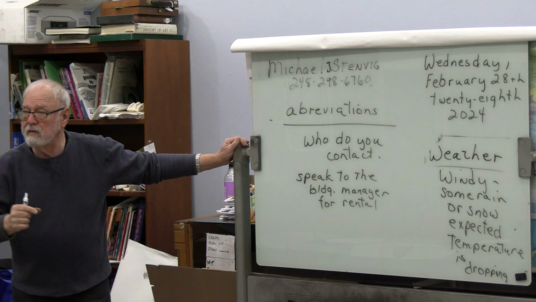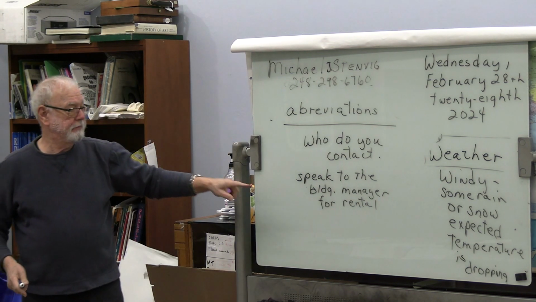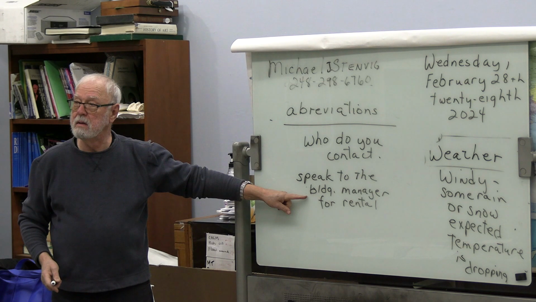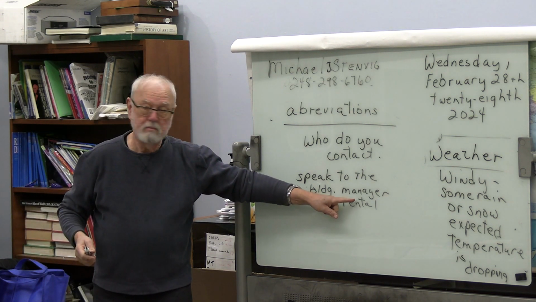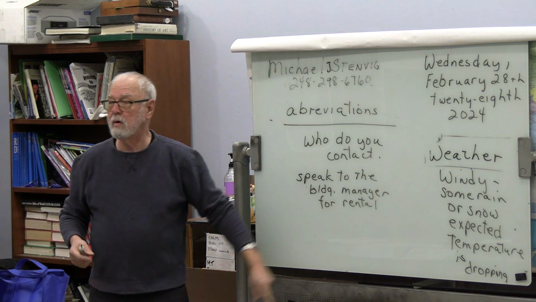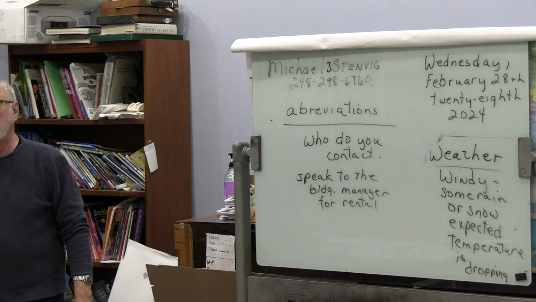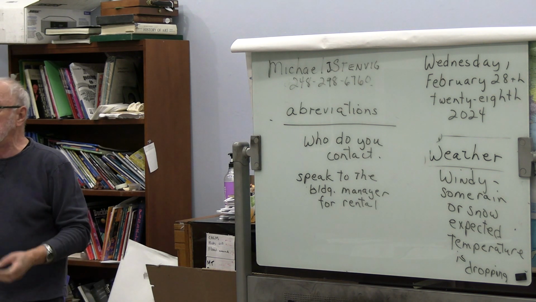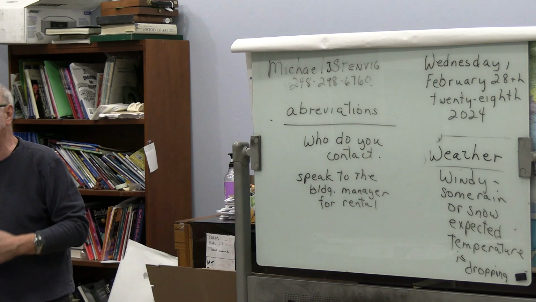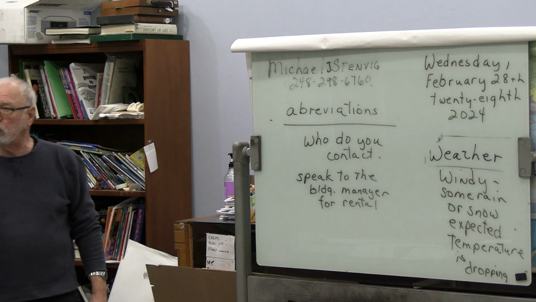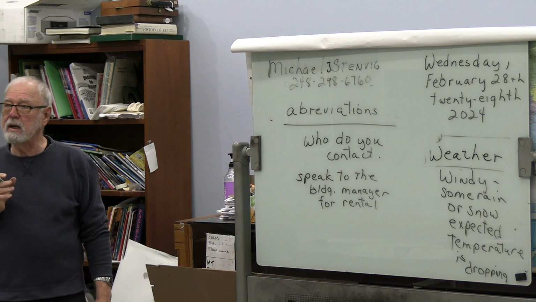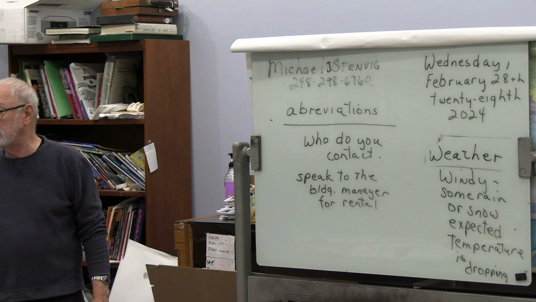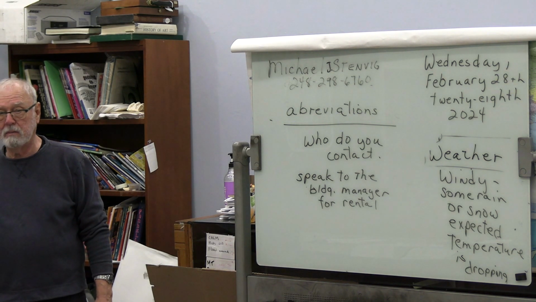Look for directives, what it tells you to do. This one says, speak to the building manager for rental. So even though they give you a phone number, the company, and an address, it's giving you a direction, what to do. You have to look twice, because usually when people say phone number, it doesn't really mean that you call that phone number.